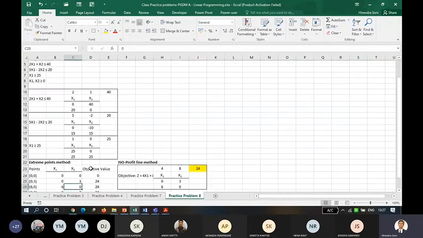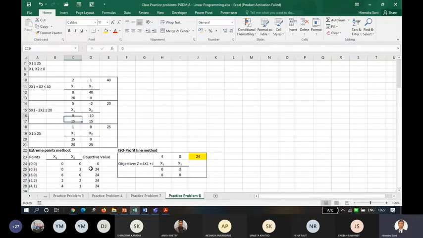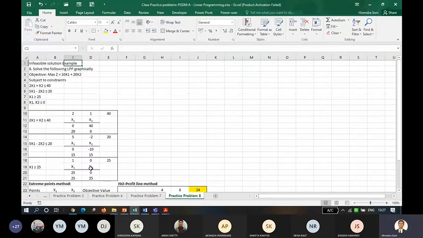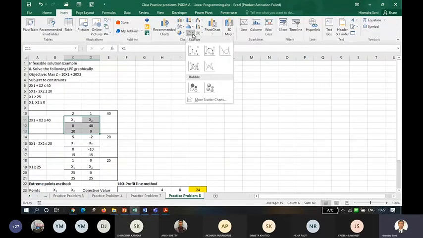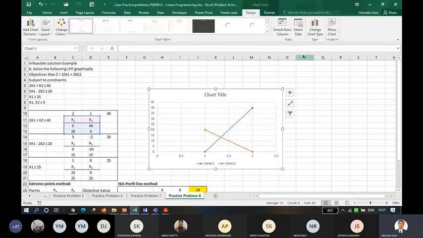Fine. Now coming to this side, अभी हम पहले प्लॉट कर लेते हैं so that we will come to know exactly what are we referring to. This is infeasible solution, तो उसके लिए let me just select this and insert my scatter plot. Let me switch. So this is what I have got. It says x1 plus x2 is less than or equal to 40. So that means I am referring to this region.